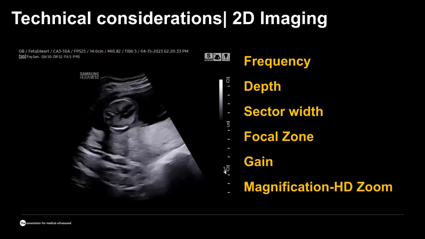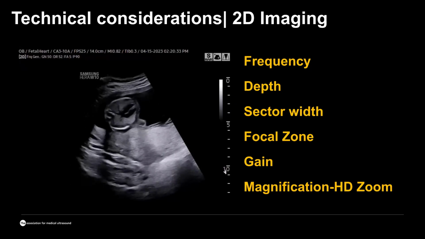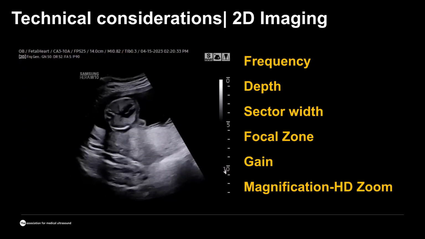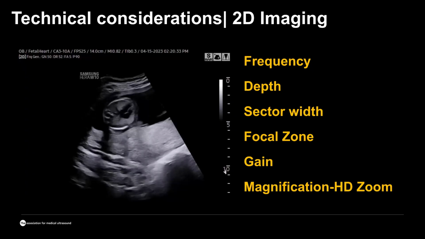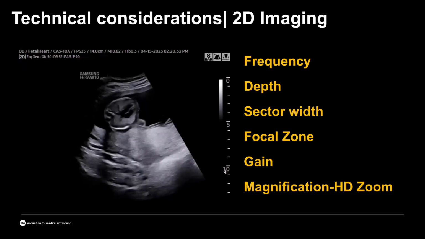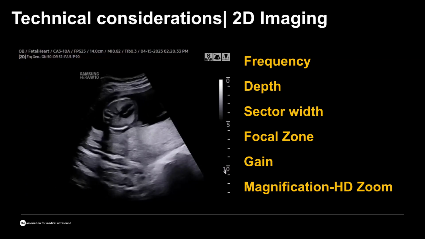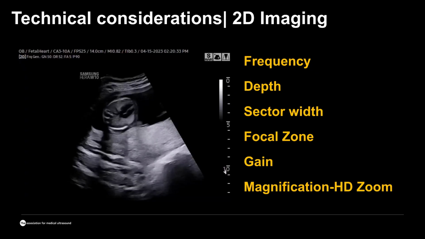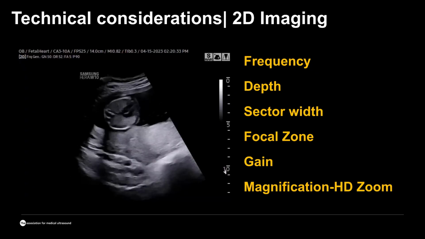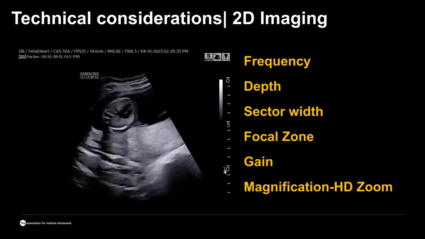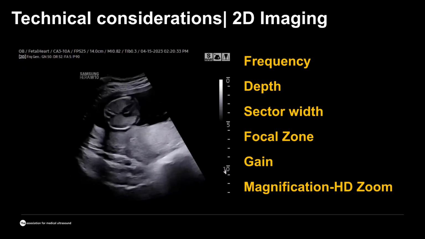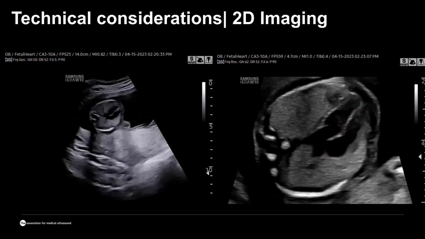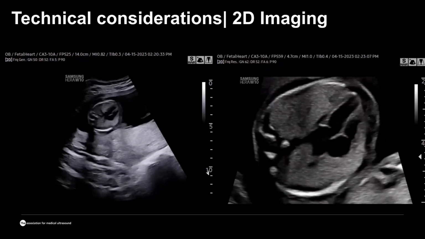If we start from the foundation of cardiac imaging, our goal is to achieve the highest frame rate possible. For that, there are several controls that you need to be familiar with and adjust on a daily basis, from case to case, to make sure that your image is optimal. Here are the frequency, the depth, the sector width, the focal zone, the gain, and the appropriate magnification. If you adjust all those parameters correctly, the result of that optimization can be seen here.